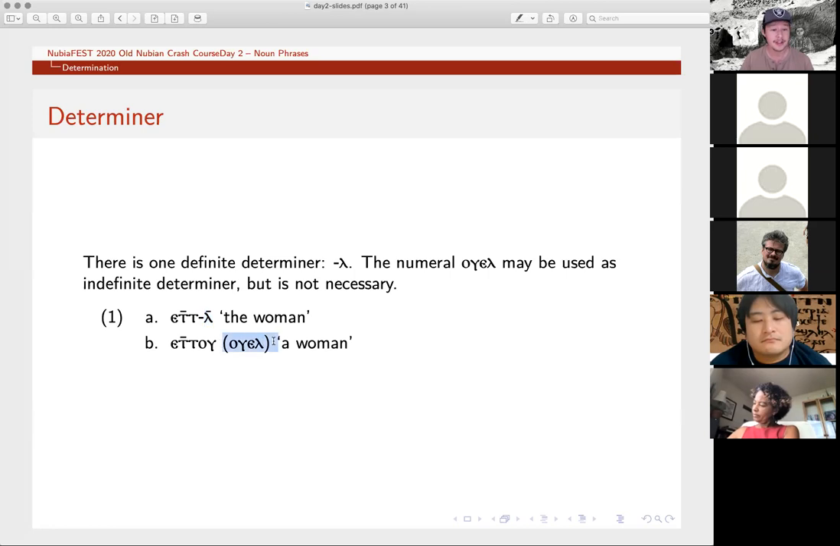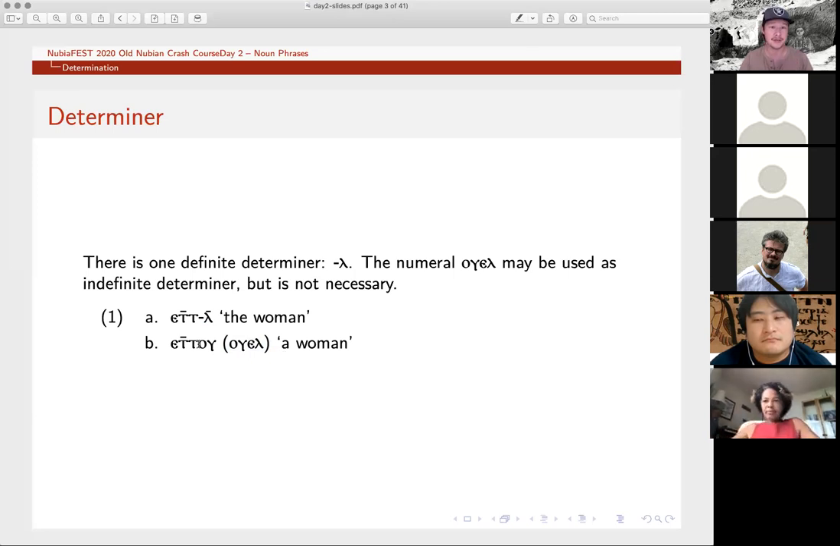This, well, you don't see it very often used as an indefinite determiner. So usually when it's just a woman, a church, a town, you don't see any marking at all. Only when you want to make it explicit that there's only one, or it's a very specific one, you may use this numeral well as an indefinite determiner. And also, cross-linguistically, this is not very strange.